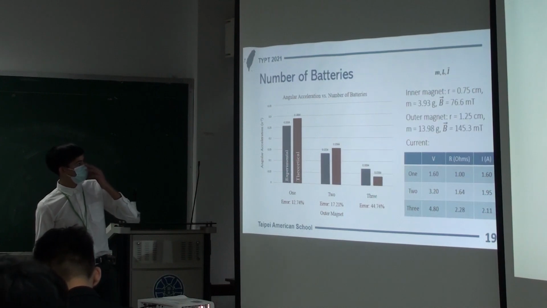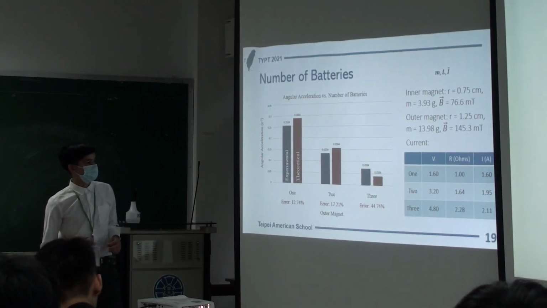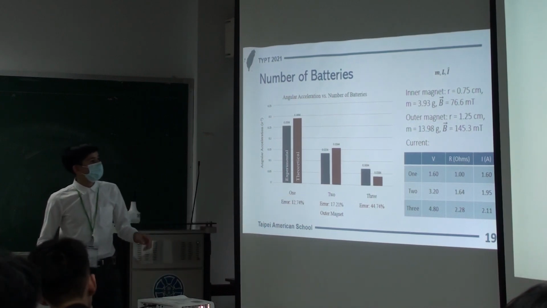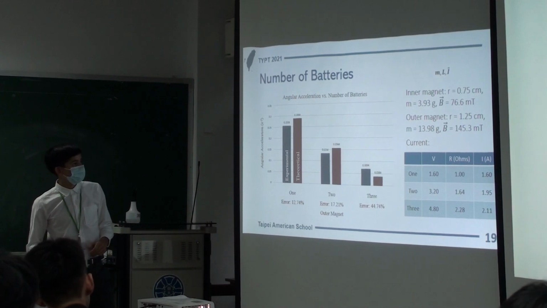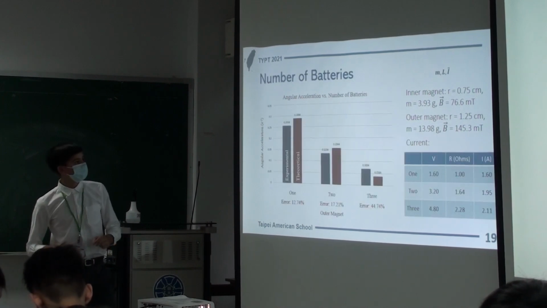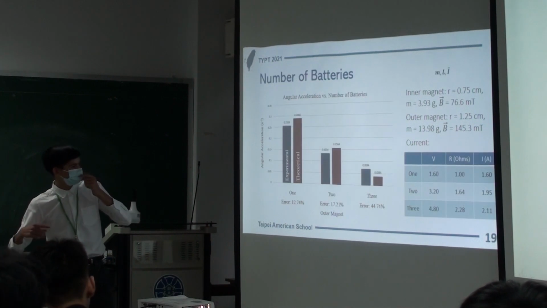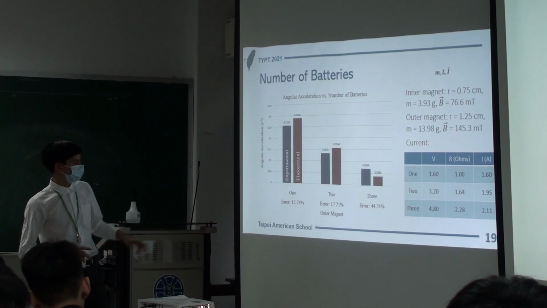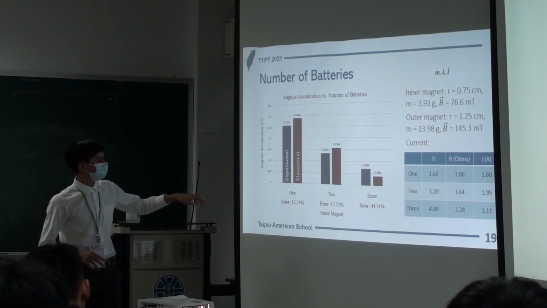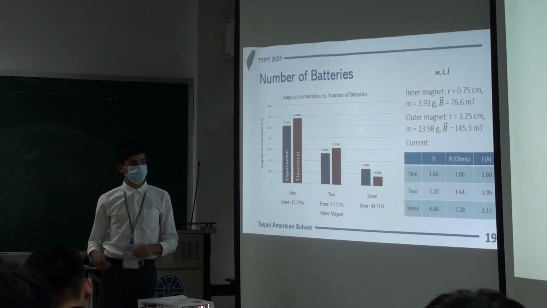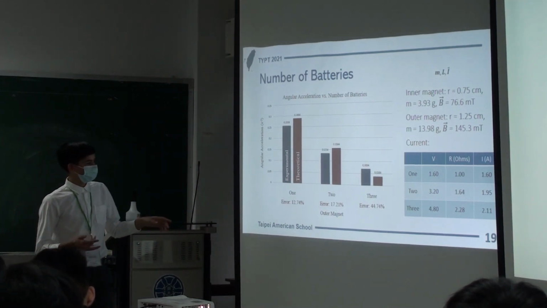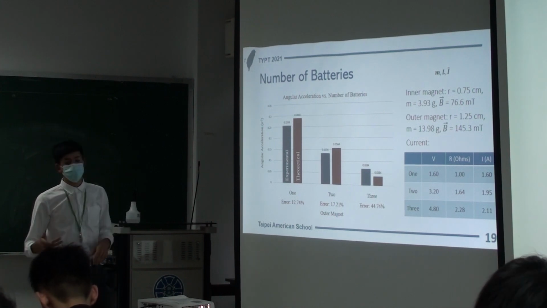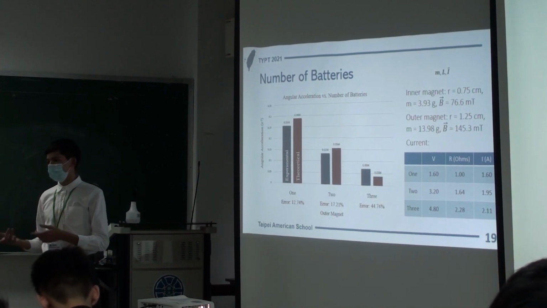Next, for the number of batteries, these were the different outer magnets, sorry. This is the number of batteries, so once again, the blue is experimental and red is theoretical, and when we add more batteries, we can see that the overall angular acceleration decreases. We presume that this is because of the added weight of all the batteries.